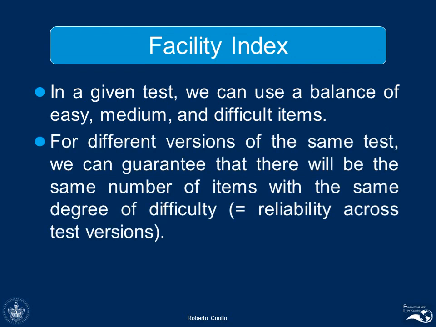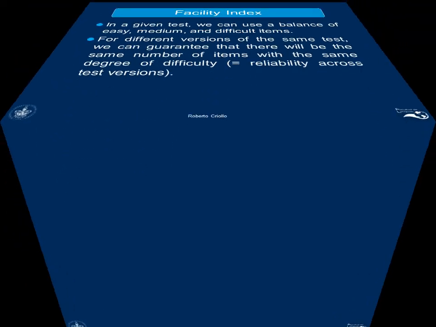So, as I had already said, we can use a balance of easy, medium, and difficult items in a given test, and actually we can create different versions of the same test. In this way, we can guarantee that there will be the same number of items with the same degree of difficulty. This is what we call reliability across test versions.